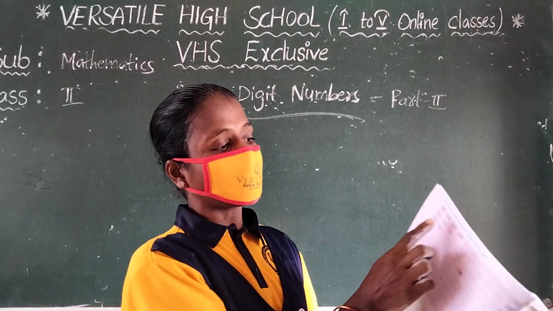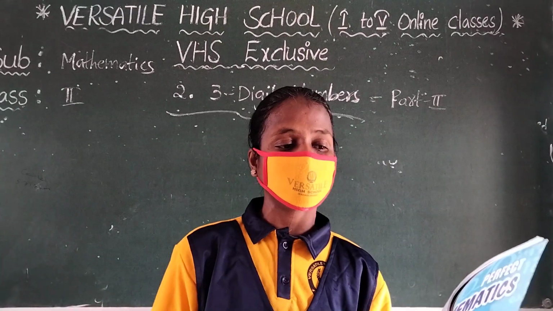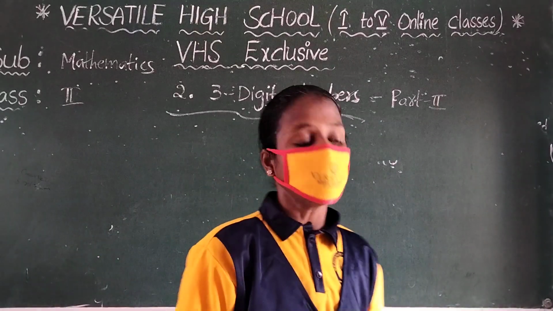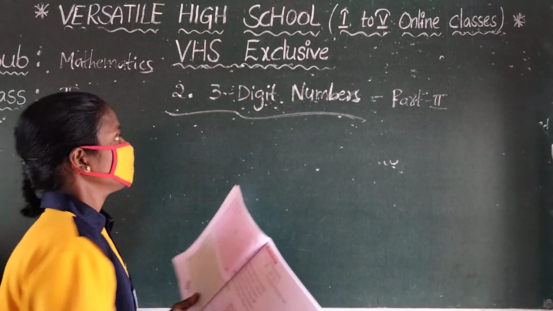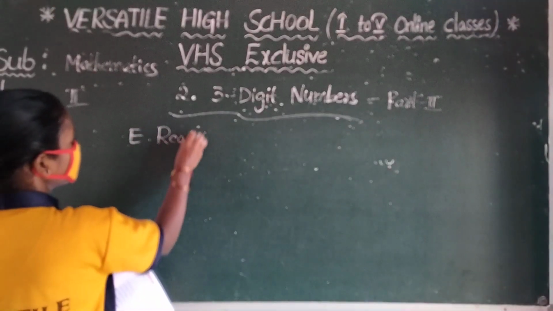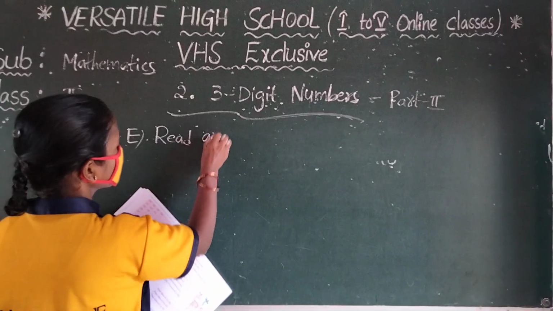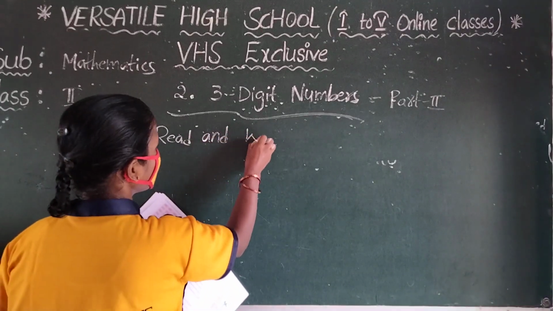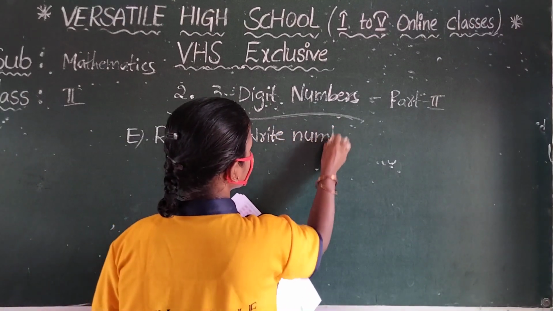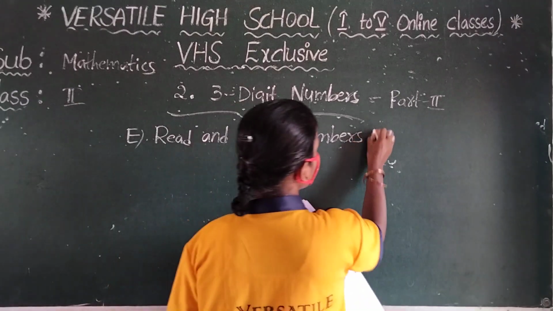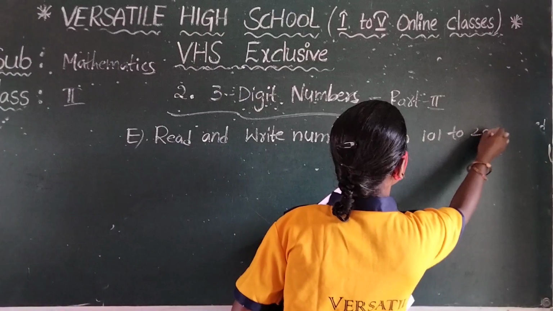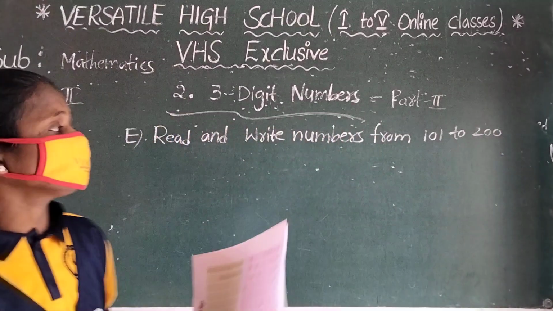Observe that. Read and write numbers from 101 to 200. 101 means 101 to 200. Read and write. What is the question asking? Read and write numbers from 101 to 200. Then how can you write that number?